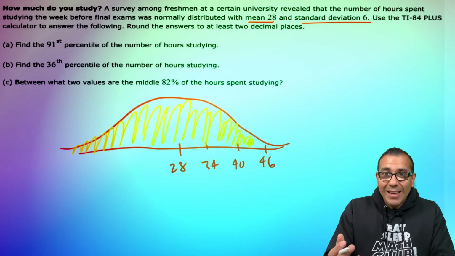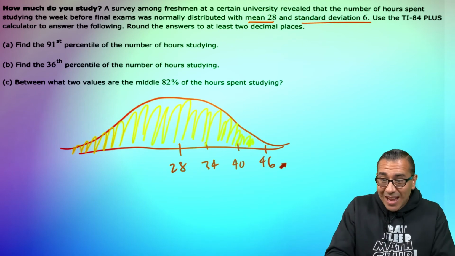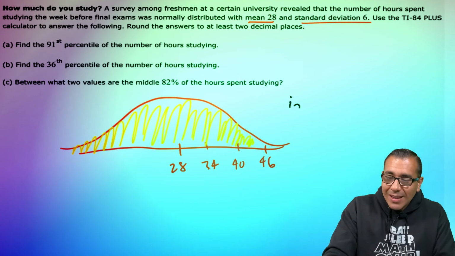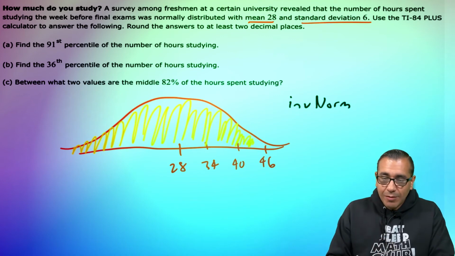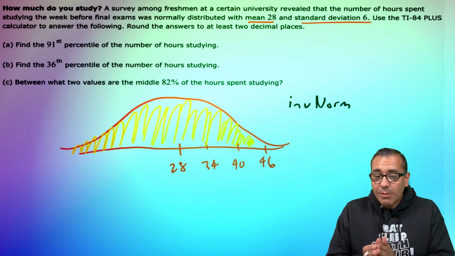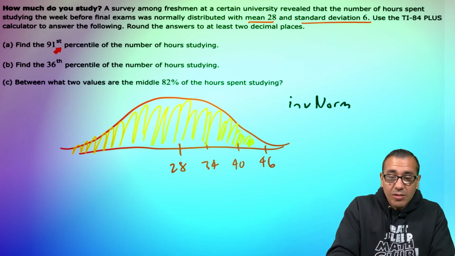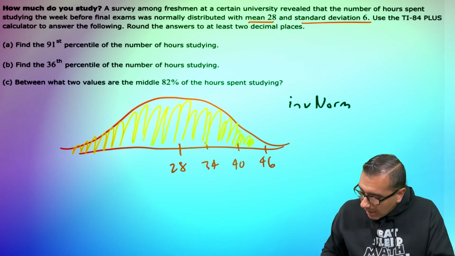What number exactly is it? That's what we're interested in. And because we're trying to find this exact value, that's what's gonna be your red flag or your green light, and that's gonna tell you to use the program inverse norm. InvNorm, that's the program you're looking at, all right? So let's go in our calculator, and let's use InvNorm because we're interested in this X value. We're interested in finding the number of hours that corresponds to the 91st percentile. All right, so let's dive in here.